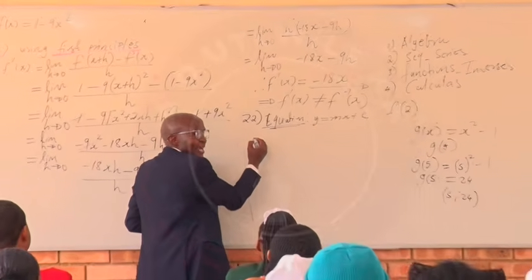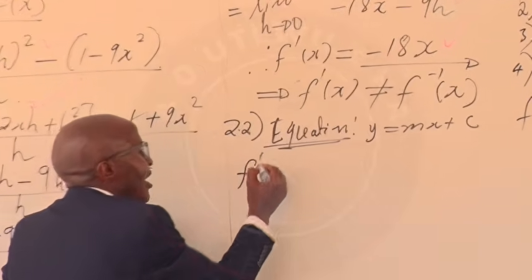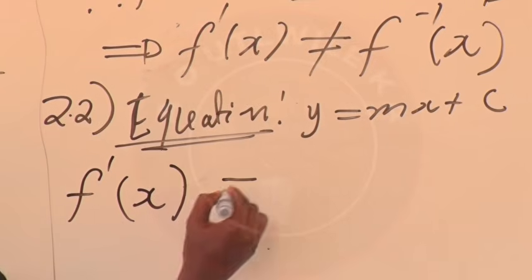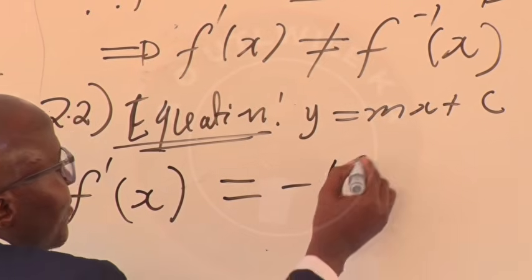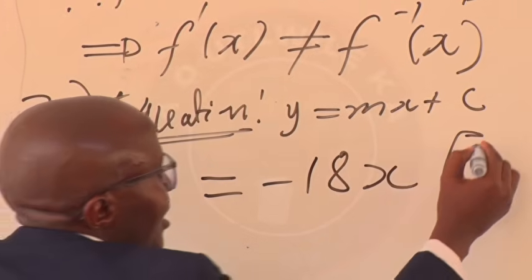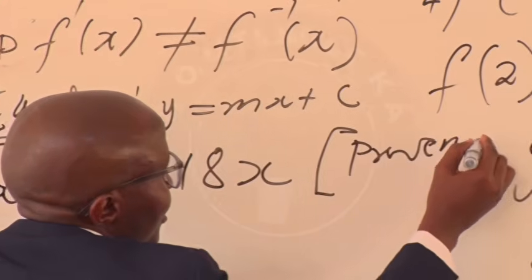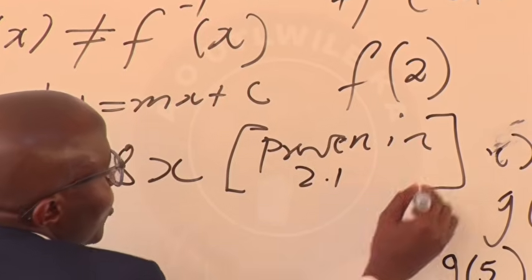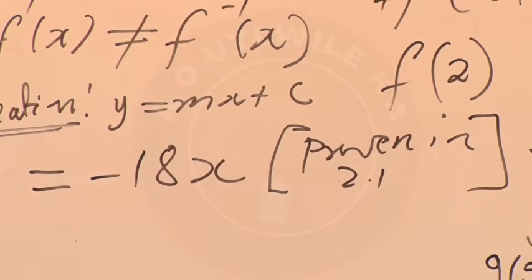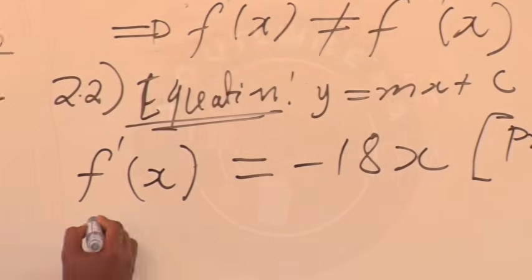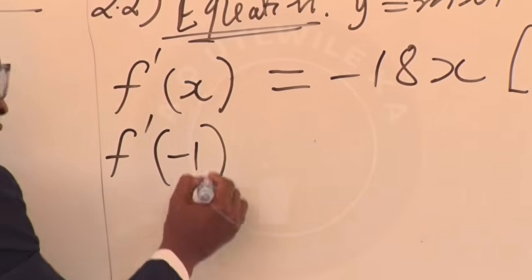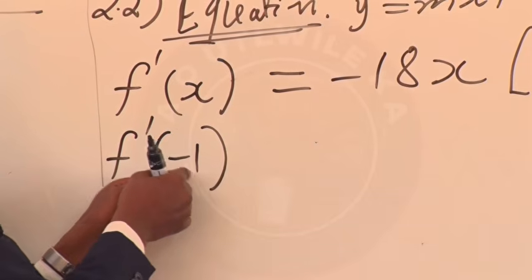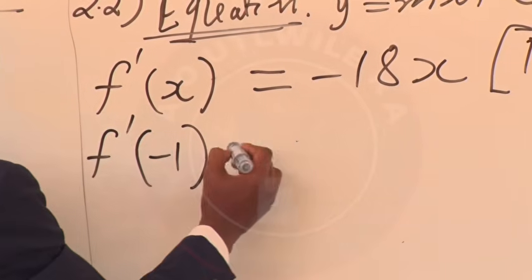Talk to me. What must I write? f the derivative of x is equal to -18x, which was calculated. Again, can I say proven in what? In 2.1. Proven in 2.1. Do you agree, guys? Yes. Sharp. Go on, my boy. I want to say f the derivative of -1. Great stuff. You see what he is doing? We are saying, what is the gradient at this point? Which point? -1.